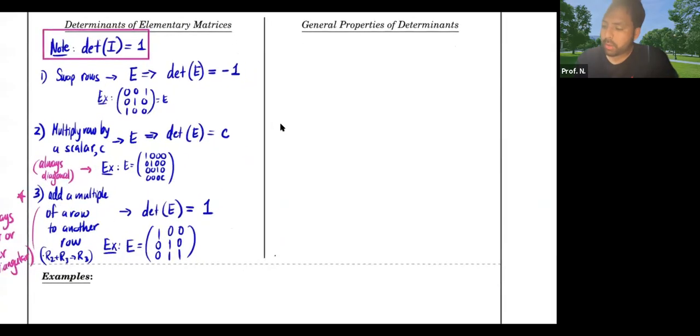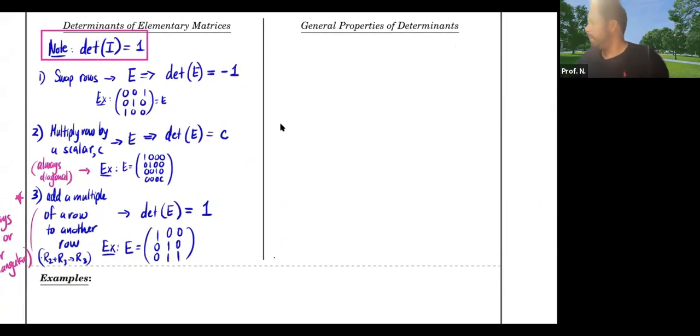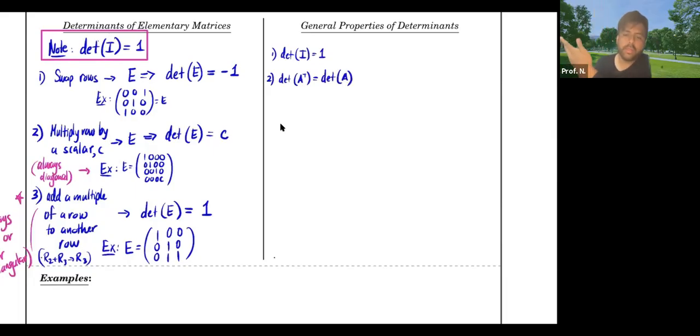Okay, so then I'm just going to write a few more of the properties. So we've seen a couple already. We know that the determinant of the identity is 1. The determinant of the transpose of a matrix is actually equal to the determinant of its original. And that should make sense because of the cofactor expansion. Whether I do rows or columns, it doesn't matter. If I transpose a matrix, changing rows to columns and columns to rows, it's not going to affect the actual determinant computation.